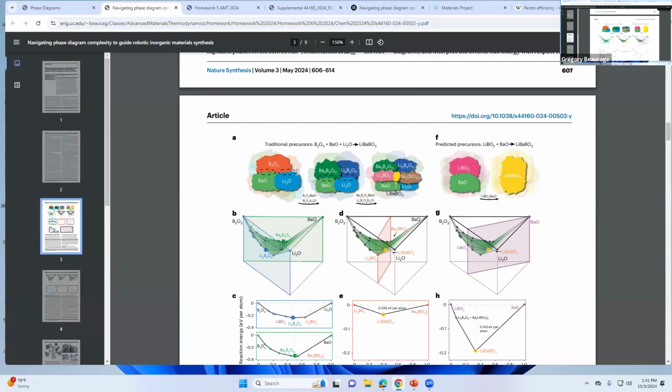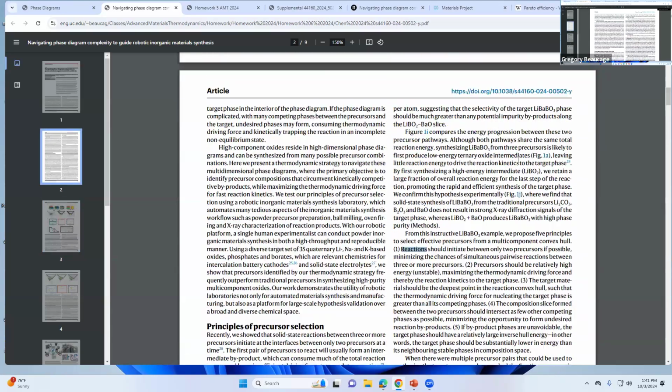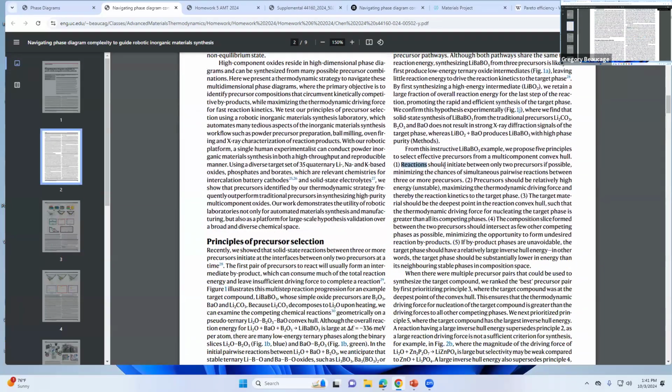If you think that isn't true, then this whole thing falls apart completely, because then you have ternary reactions and this whole scheme doesn't work. You can say that doesn't make that much sense to me, and then that will destroy this whole thing. So it's based on that binary idea. Then the reaction should initiate between only two precursors, right?